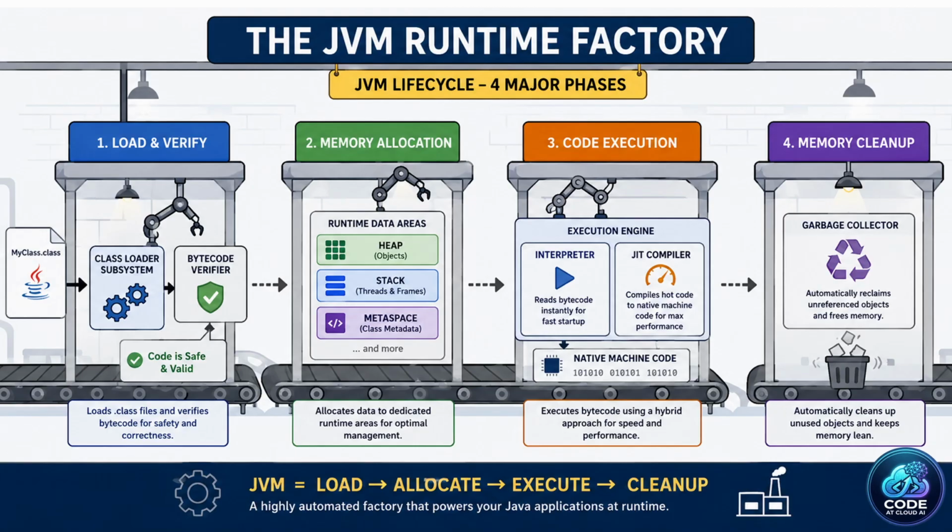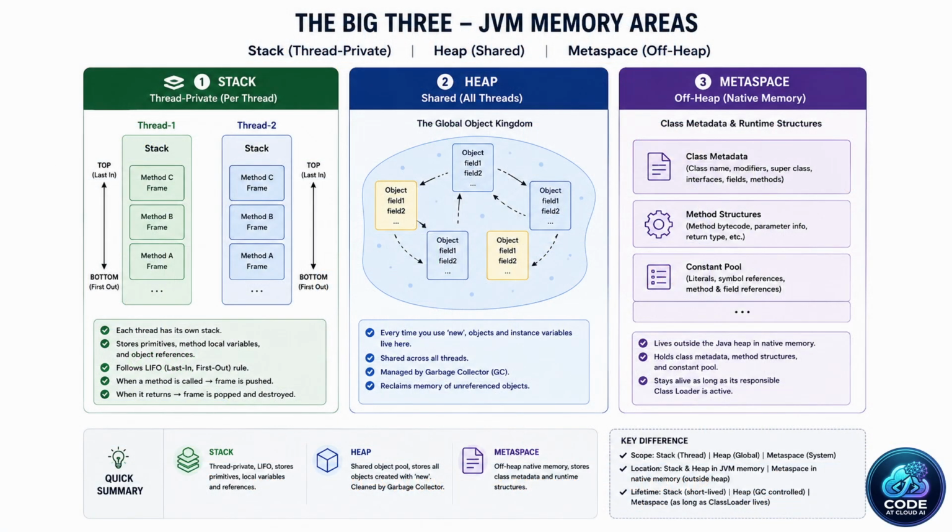To understand where your code lives, you must understand the big 3: heap, stack, and Metaspace. The heap is the global object kingdom. Every time you use the new keyword, that object and its instance variables live here. It's shared across all threads and relies entirely on the garbage collector to clean it up.